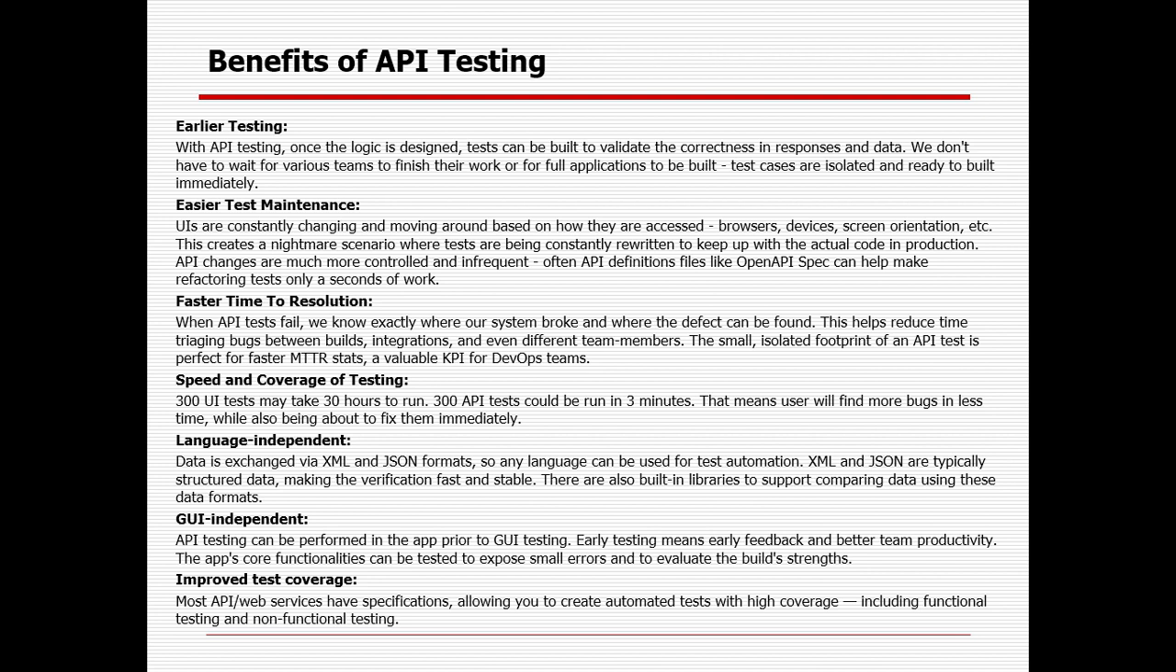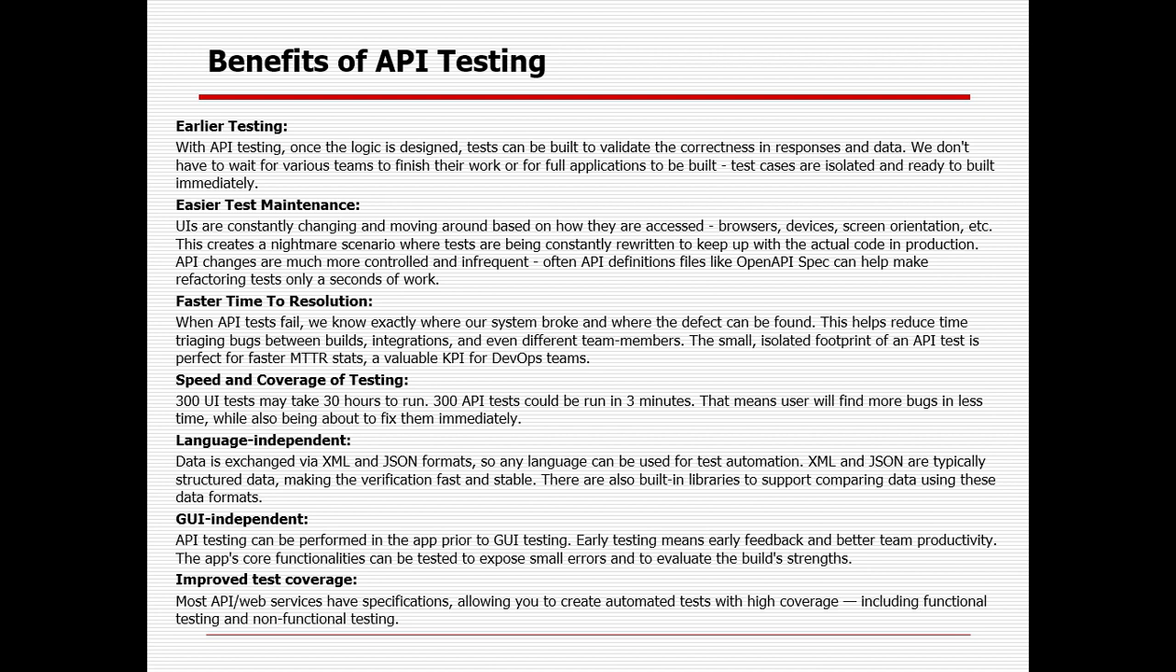Faster time to resolution. When an API test fails, users know exactly where their system broke and where the defect can be found. This helps reduce time triaging bugs between the builds, integration, and even other team members. The small isolated footprint of any API test is perfect for faster MTTR, a valuable KPI for the DevOps team. The next benefit is the speed and coverage of testing.